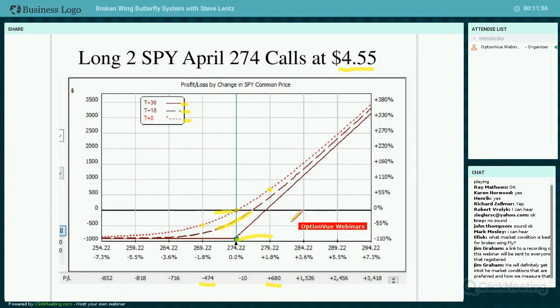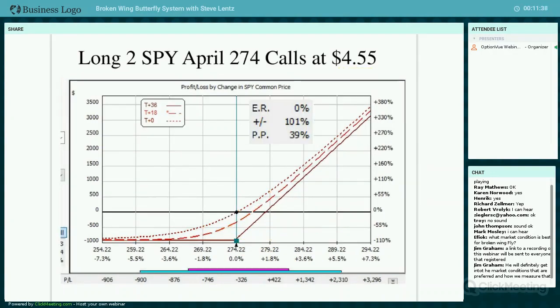Now, let's move to the time frame from 18 days out, halfway between now and expiration. Here, you can see that if the market moves up $5, the position's gained 422 instead of 680. Goes down $5, we are at minus 746. And this is the effect of time decay on a long call position. It's pretty brutal.